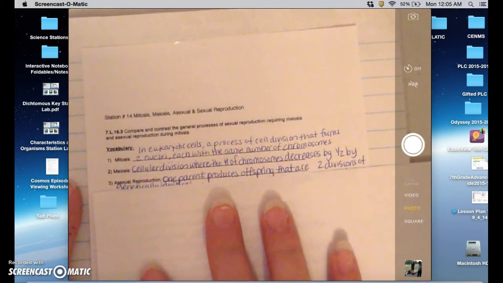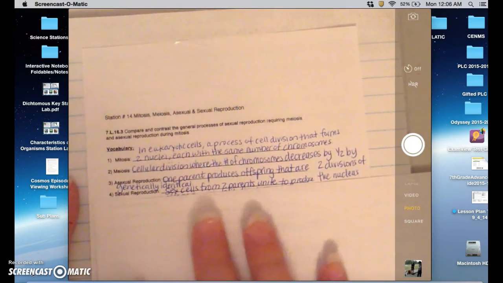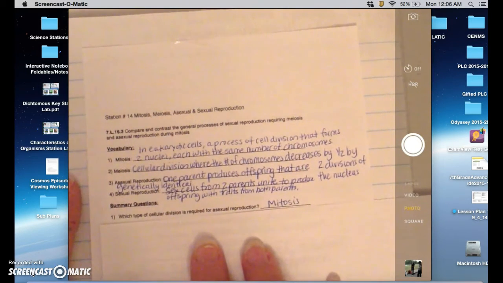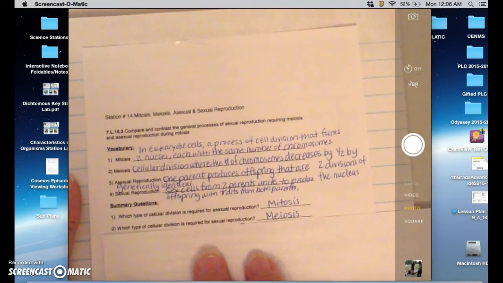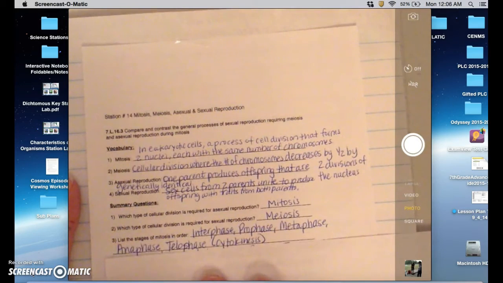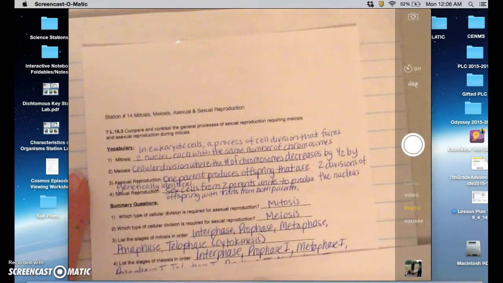Asexual reproduction is where one parent produces offspring that are genetically identical. In sexual reproduction, sex cells from 2 parents unite to produce offspring with traits from both parents. Summary questions: which type of cellular division is required for asexual reproduction? That's mitosis. Which is required for sexual reproduction? This is meiosis. List the stages of mitosis. You've got interphase, prophase, metaphase, anaphase, and telophase, which is cytokinesis, which means that the cells pop apart into 2 different cells.